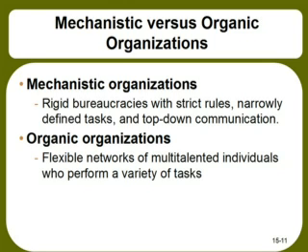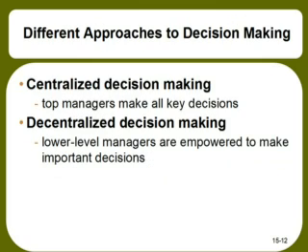Organizations have been analyzed from a number of different perspectives. For example, organizations can be characterized as having a mechanistic structure or an organic structure. Mechanistic organizations are those that have rigid bureaucracies with strict rules, narrowly defined tasks, and top-down communication and control. Organic organizations, on the other hand, are characterized by flexible networks of multi-talented individuals who perform a variety of tasks. The central difference between mechanistic and organic organizations is that rigidity is a core value in a mechanistic structure, whereas flexibility is the core value in an organic structure.